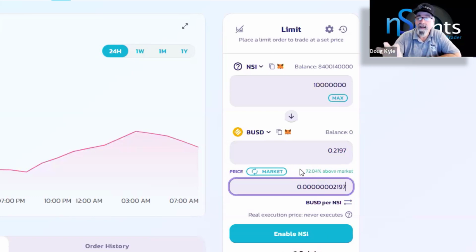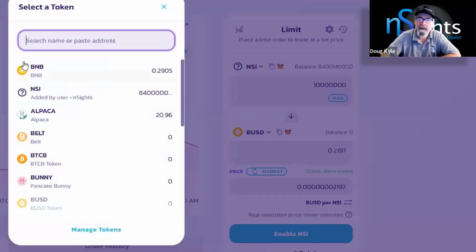And I understand, this is a new system for them, and they've got things to work out, but this would be one of them. So I know that if I sell my NSI for BUSD, ultimately BNB, I need to be at 72.04 above the market according to this piece of information right here. So now if I change this back to BNB, 72 is the number, right?